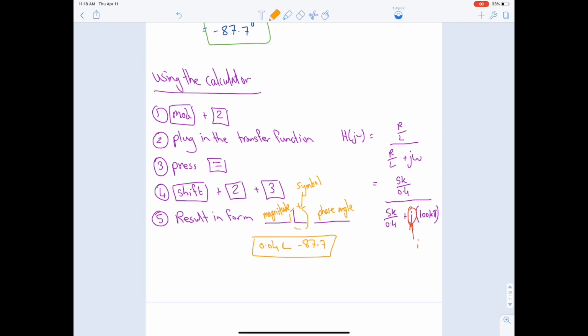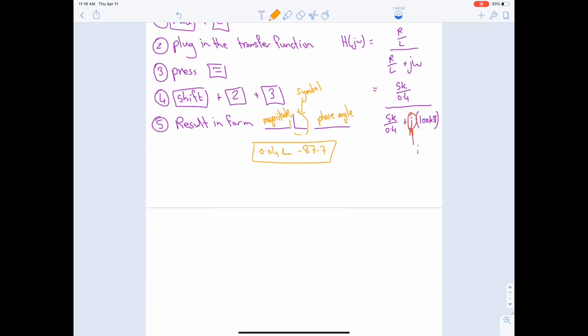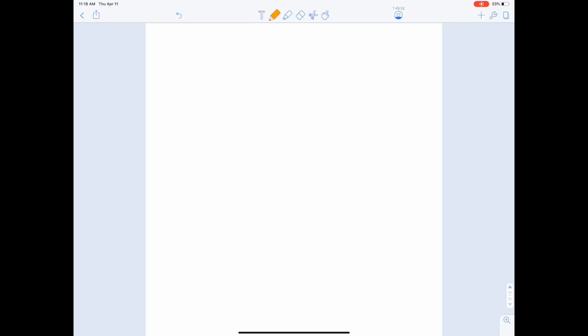Now we're done with the low pass filter. Now we can do the high pass filter.